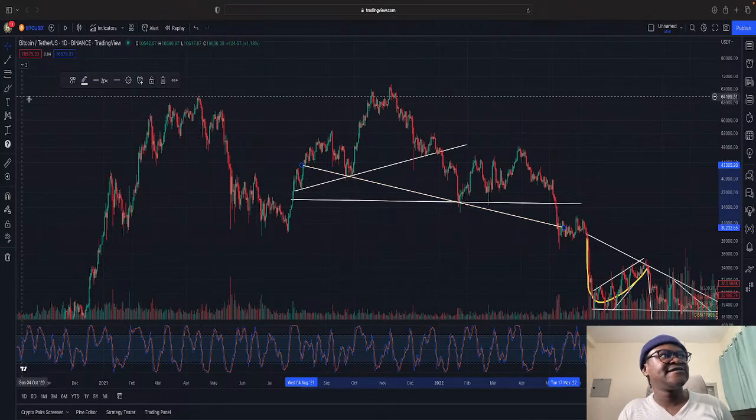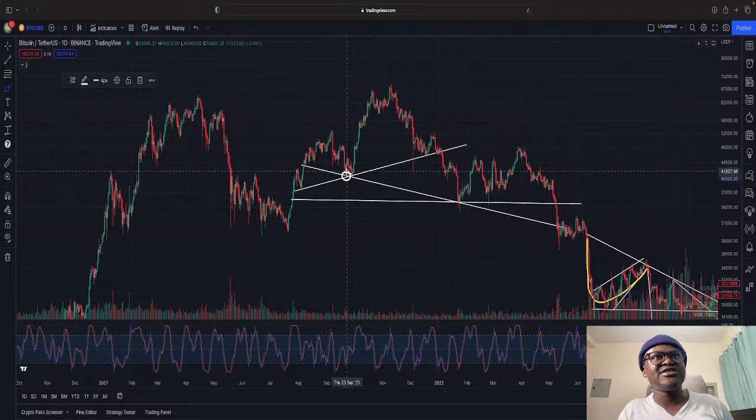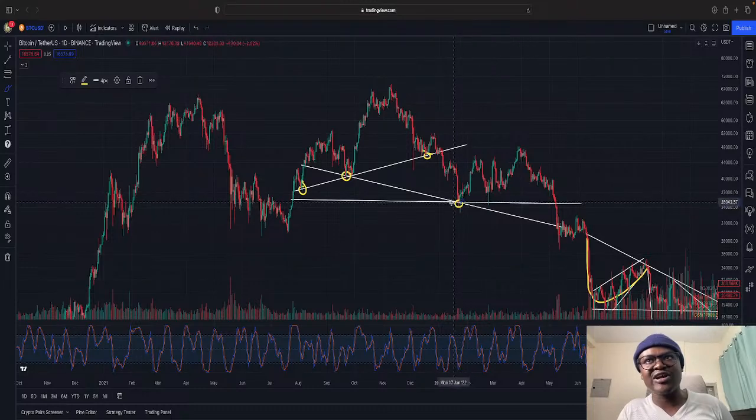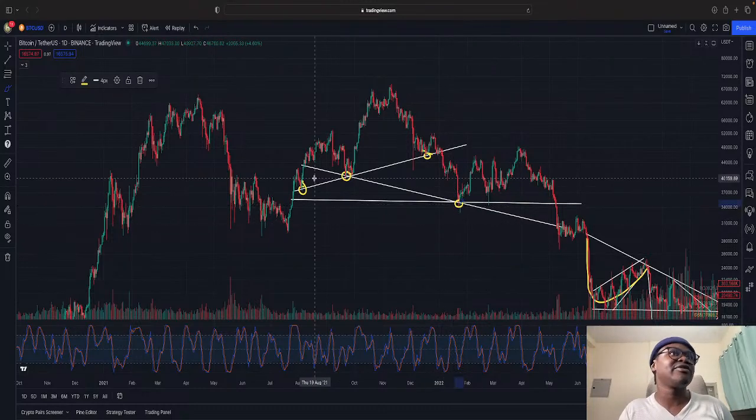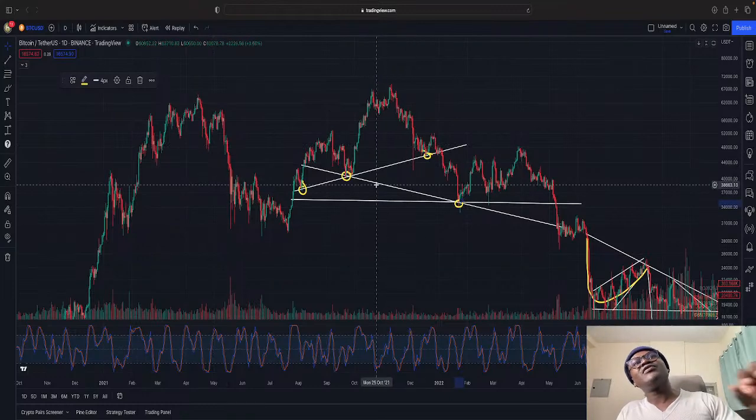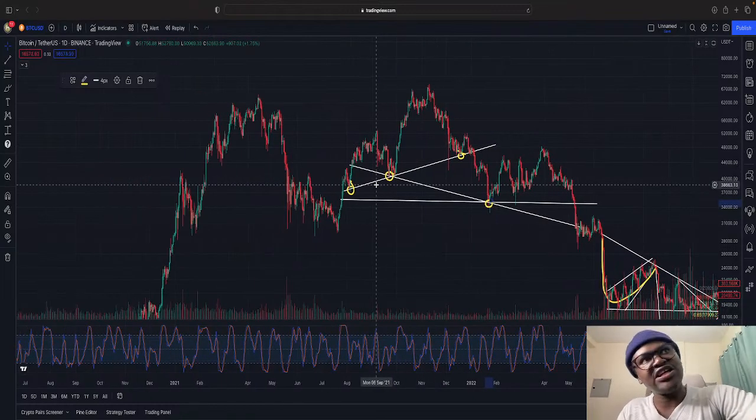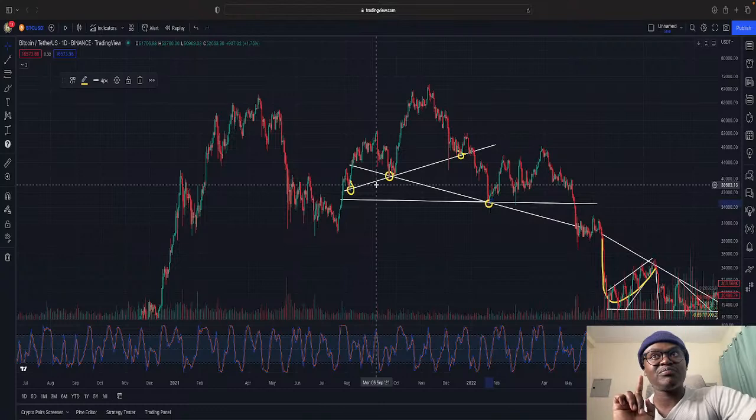All right, so you need this close here, this close, this close, this close. This confluence that we have here is very good. All right, so when you have this head and shoulders pattern, this is indicating to you that price is about to reverse a trend. You are looking at a trend reversal pattern.